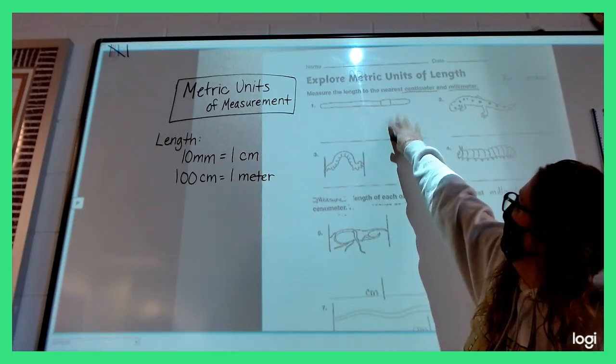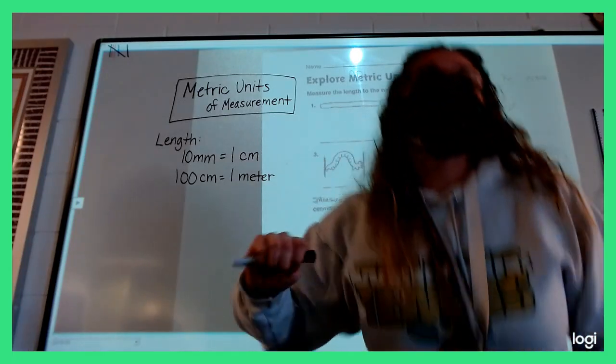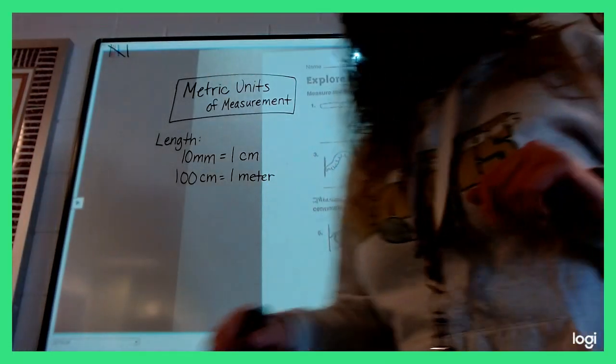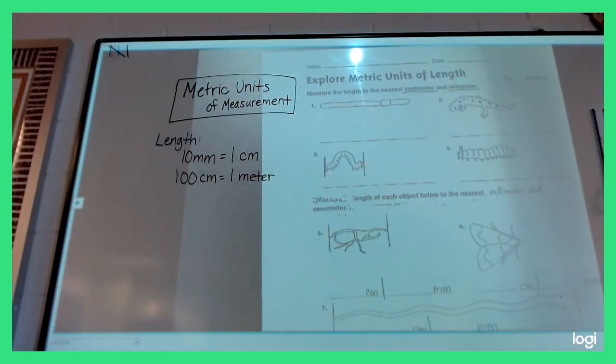All right. Up at the top, number 1, and I'm going to have to go to the back. So I hope, friends, you can hear me. It says measure the length to the nearest centimeter and millimeter. So we've got an earthworm. So everyone, grab your ruler. We need our centimeter side to be up so you can read.